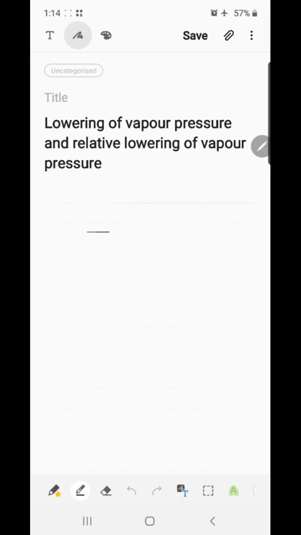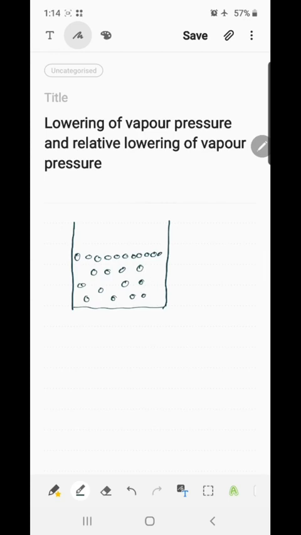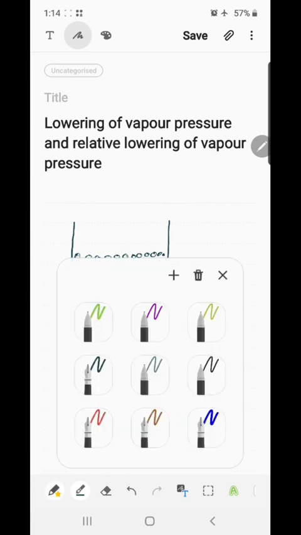Let us start. Suppose in a beaker we take pure solvent. You can take any solvent. Say for example we take water as the solvent. So these are molecules of water on the surface and these are molecules of water in the bulk. So class, we have taken solvent in a beaker and these are molecules of the solvent on the surface and in the bulk.